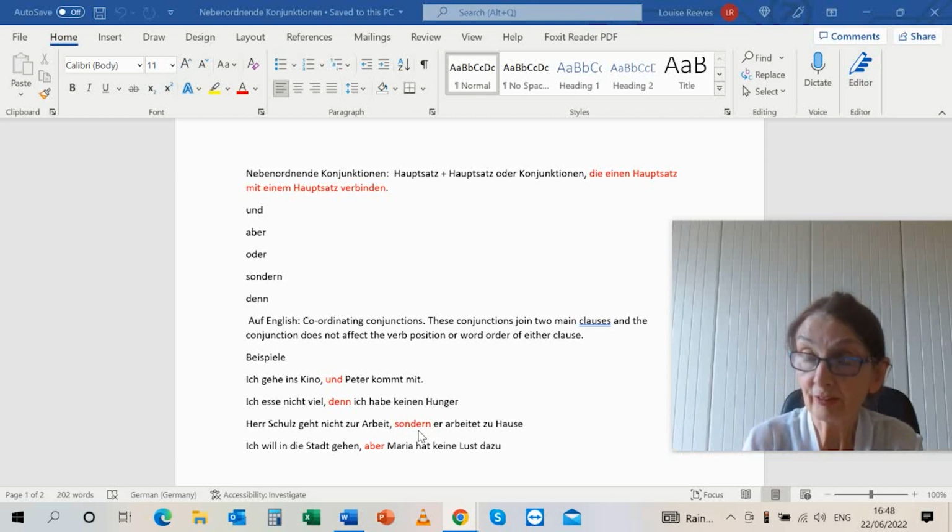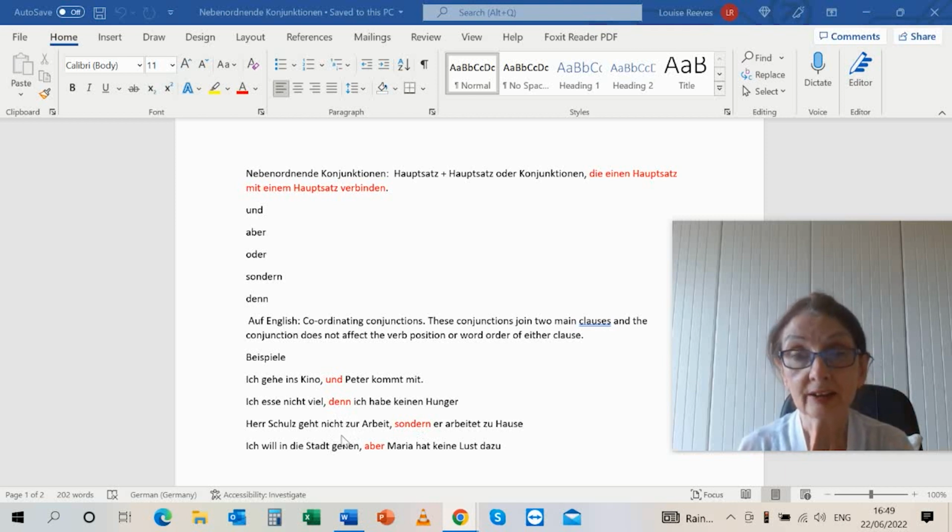Sondern, that's the sondern. Arbeitet zu Hause. Or on the contrary, sondern. It's a hard one for people to get around in their heads, and it's because of the requirement for a nicht here, and then you're contradicting it. So, Herr Schulz geht nicht zur Arbeit, sondern arbeitet zu Hause.